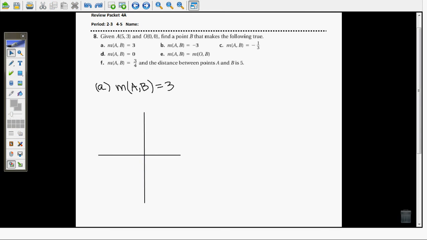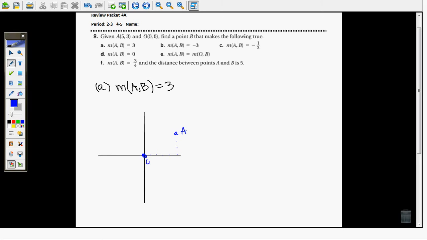Okay, so let's plot O. This is O, 0, 0. And our point A will be 5, 3. So it's 1, 2, 3, 4, 5, and you go up 3, 1, 2, 3. That's our A.